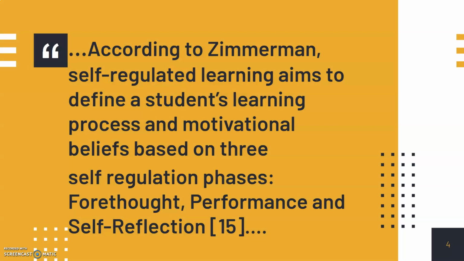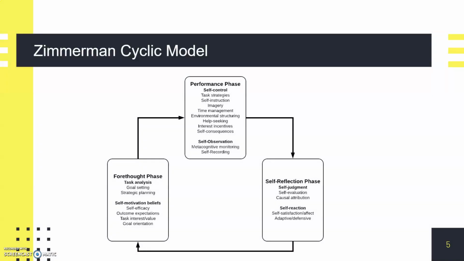Zimmerman stated that self-regulated learning aims to define a student's learning process and motivational beliefs based on three self-regulation phases. The forethought phase, where you are concerned with task analysis and self-motivation beliefs. The performance phase, that relates to self-control and self-observation. The self-reflection phase, that relates to self-judgment and self-reactions. This is a cyclical model where each phase feeds into the next one, and it can be iterated over many times.